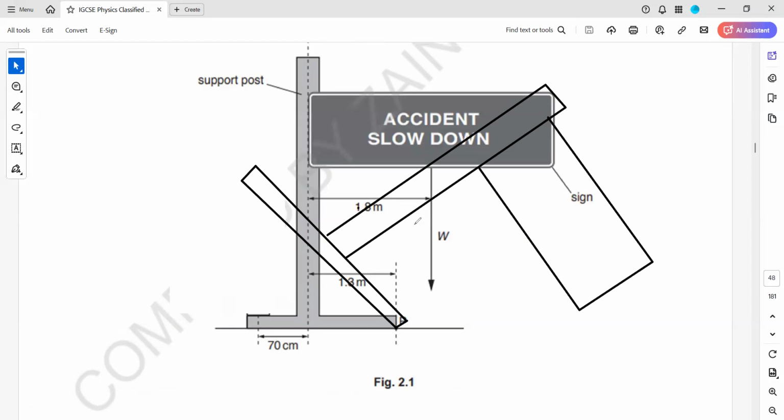So now what is happening? This is point P, a pivot is there. The weight is acting downward. So when it topples, what will happen to the moment? The moment will increase, the clockwise moment. How does the clockwise moment increase? Because the distance from the pivot is increasing. In the beginning, when it started, the distance was only 0.5. But when it starts to rotate clockwise, the distance of the weight from the pivot is increasing.